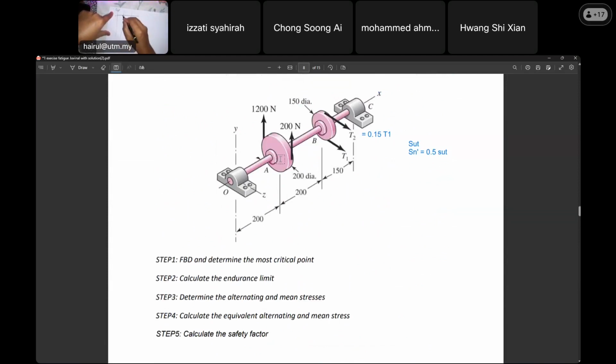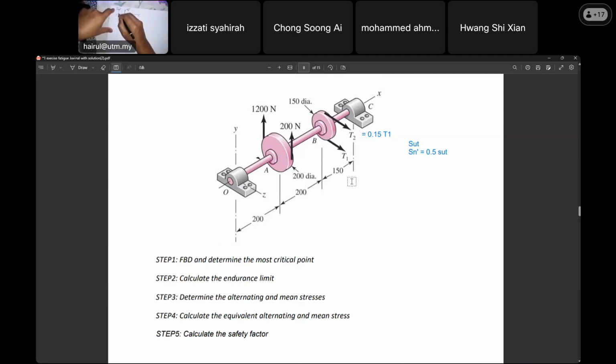O is a bearing: O, A, B, C. So on this one, in the XY plane, we have 1000 and 200. So up is 1400 Newton. But in the XY plane, we don't have T1 and T2 because those are in the Z direction. Clear?